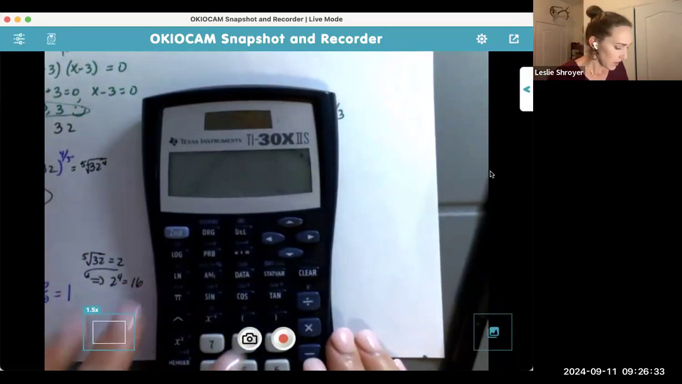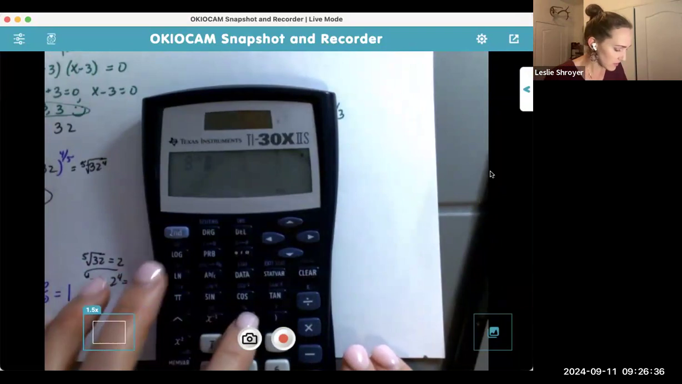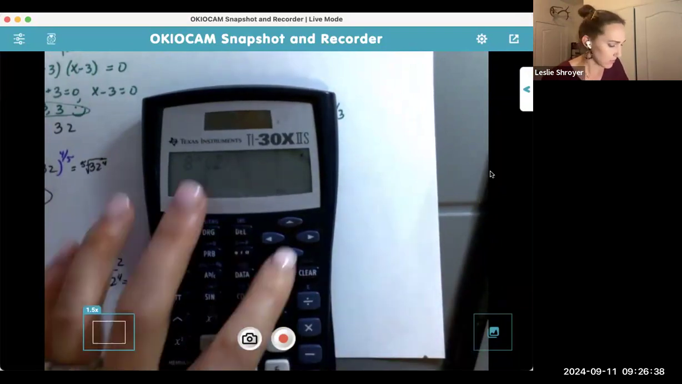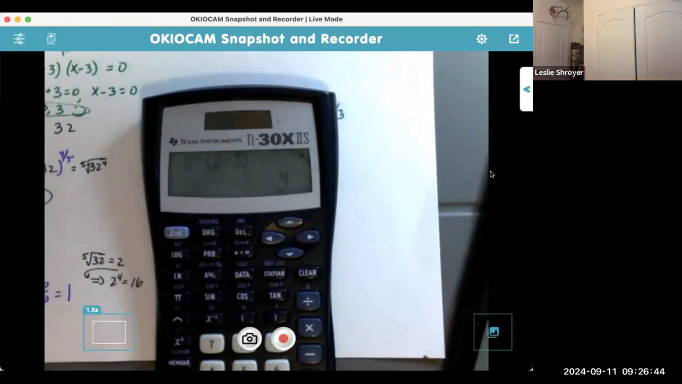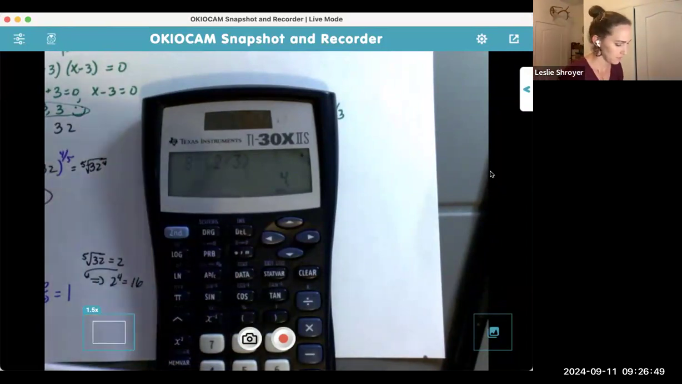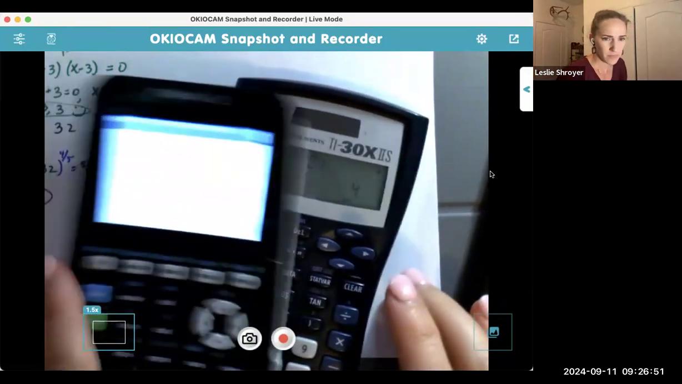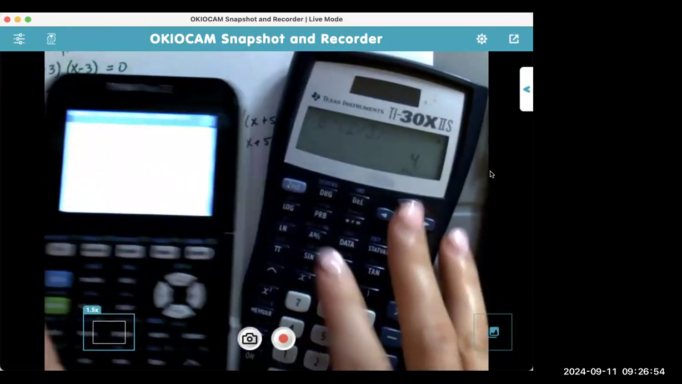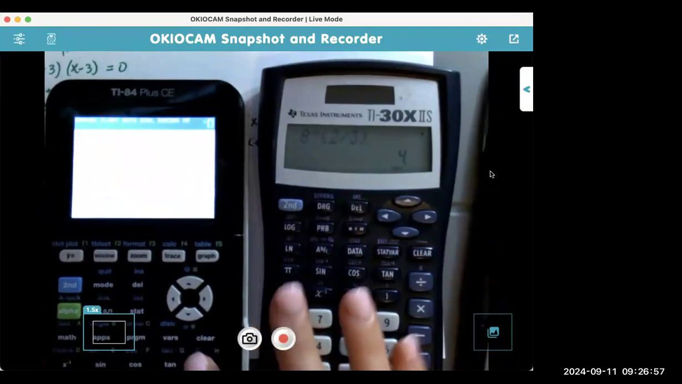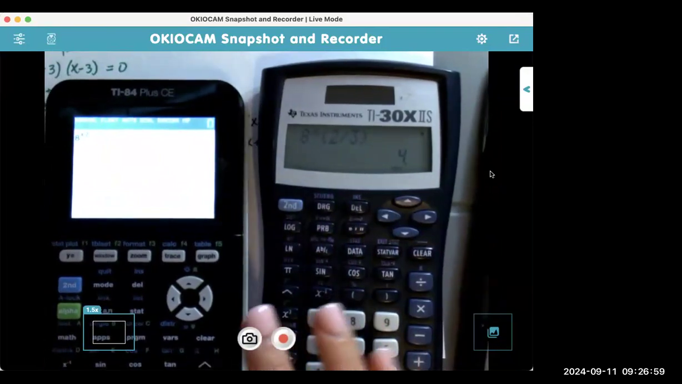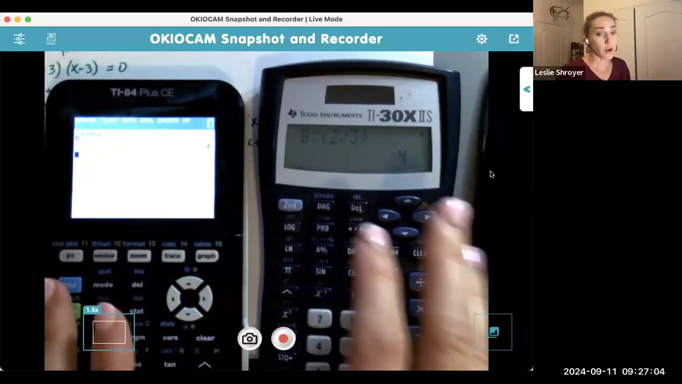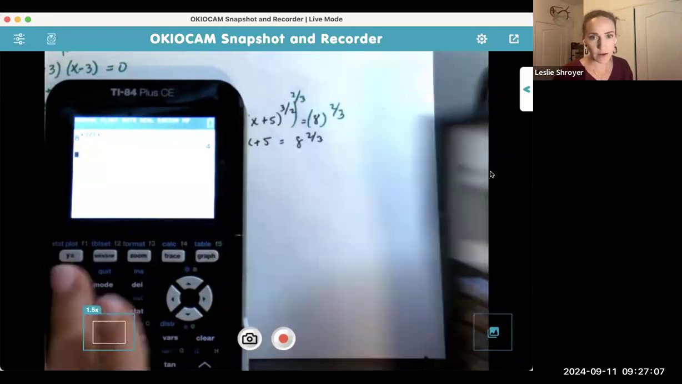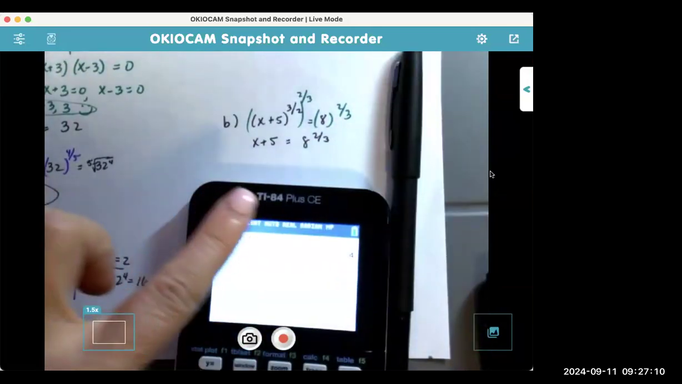So let's see, 8 caret. So 8 to the 2/3 is 4. That's because the cube root of 8 is 2 and 2 squared is 4. Whenever you raise that power by the reciprocal, does that automatically cancel it out? So the only thing left over is the stuff that's in the parentheses? For the left-hand side, yes, exactly.